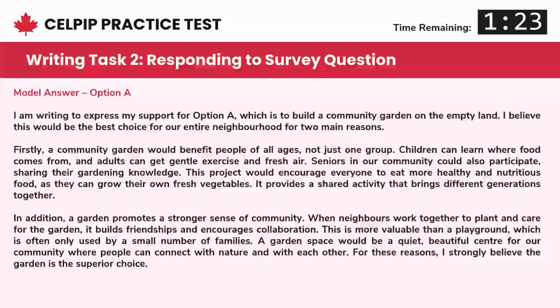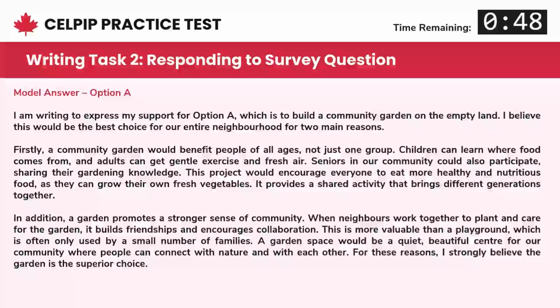Let's analyze this well-written response for option A if you want more time to study the answer. You can pause the video now. The writer clearly communicates their choice in the first sentence. They then support it with two distinct and well-explained reasons. The first reason is that a garden benefits everyone, helping people of all ages get gentle exercise and fresh air. The second reason focuses on community spirit, explaining how working together on a garden builds friendships and encourages collaboration. These specific details make the argument very persuasive.